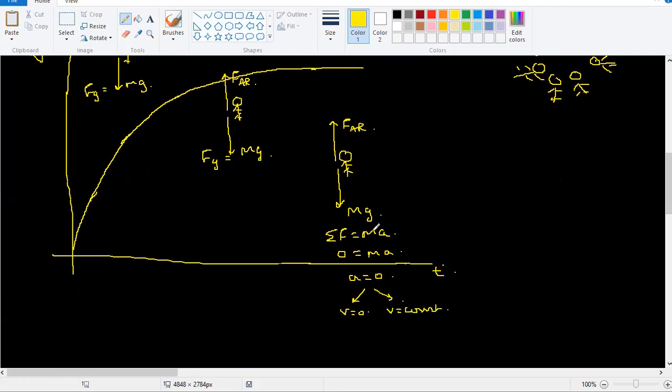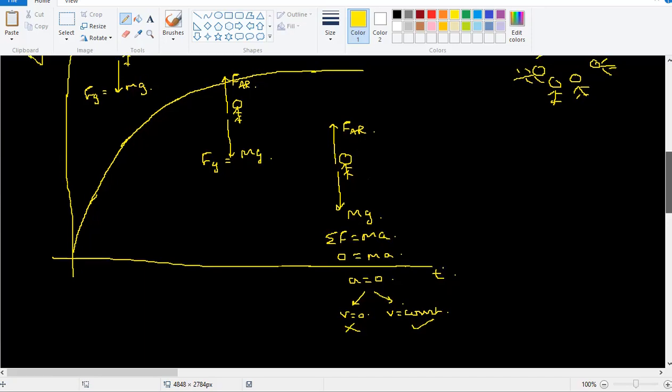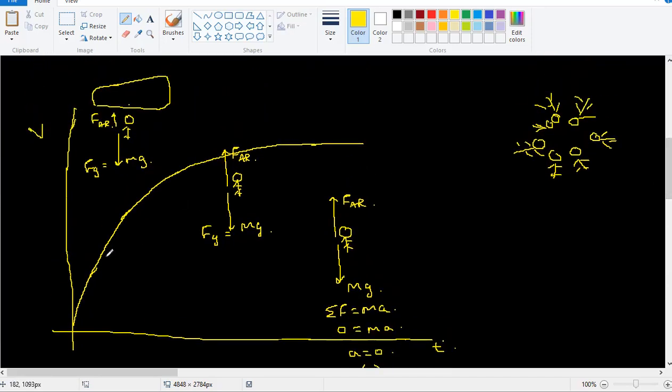So what do you think will happen in a skydiving situation? Do you think he will stand still in the air or he will be falling down? Velocity will be constant. So it's not this situation, it's this situation. That means he will still be falling down, but the velocity is not increasing. Initially the speed is increasing, but when the air resistance is equal to the gravity, you will come to a point where the velocity is constant. This is your velocity equal to constant. When this curve becomes flat, we have a special name for it. We call it terminal velocity.